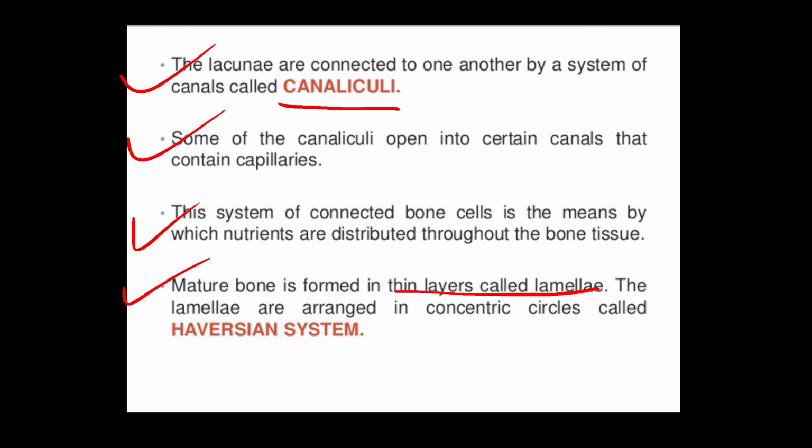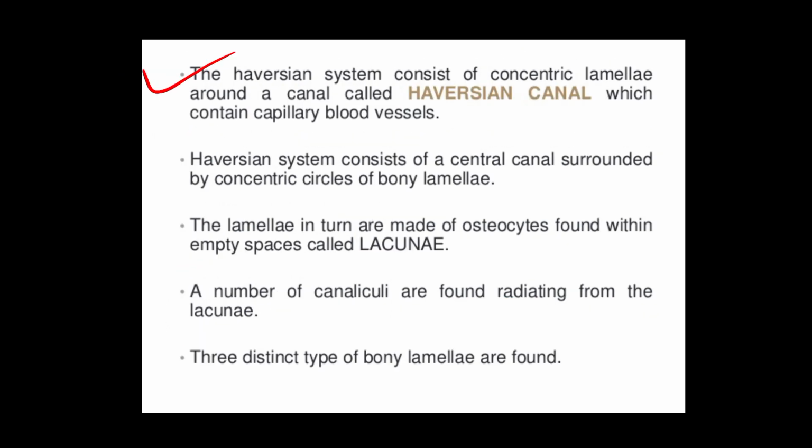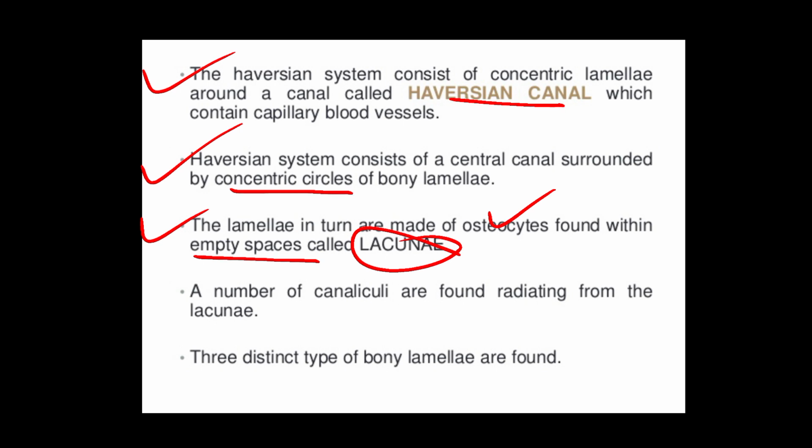The mature bone is formed in thin layers called lamellae, and the lamellae are arranged in concentric circles called the Haversian system. The Haversian system consists of concentric lamellae around the central canal called the Haversian canal, which we have seen, which contains capillary blood vessels. So the canal contains capillary blood vessels. This lamellae system or Haversian system is also called osteon. The Haversian system consists of a central canal surrounded by concentric circles of bony lamellae, and the lamellae in turn are made up of osteocytes found within the empty spaces called lacunae.